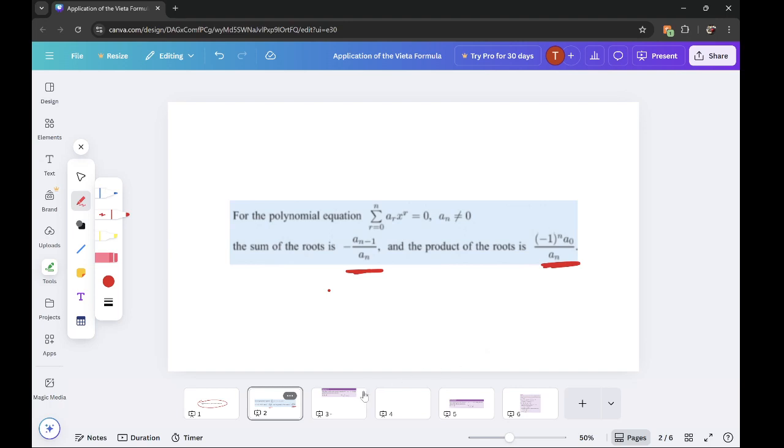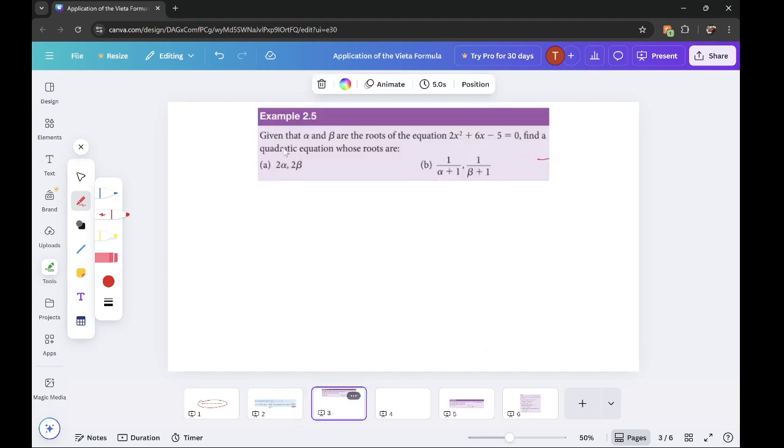So let's get right into today's question. Given that alpha and beta are the roots of the equation 2x squared plus 6x minus 5 is equal to 0, find a quadratic equation whose roots are 2 alpha, 2 beta, and then the b part is different. Let's look at a first. So they said we need a quadratic equation whose roots are 2 alpha and 2 beta.